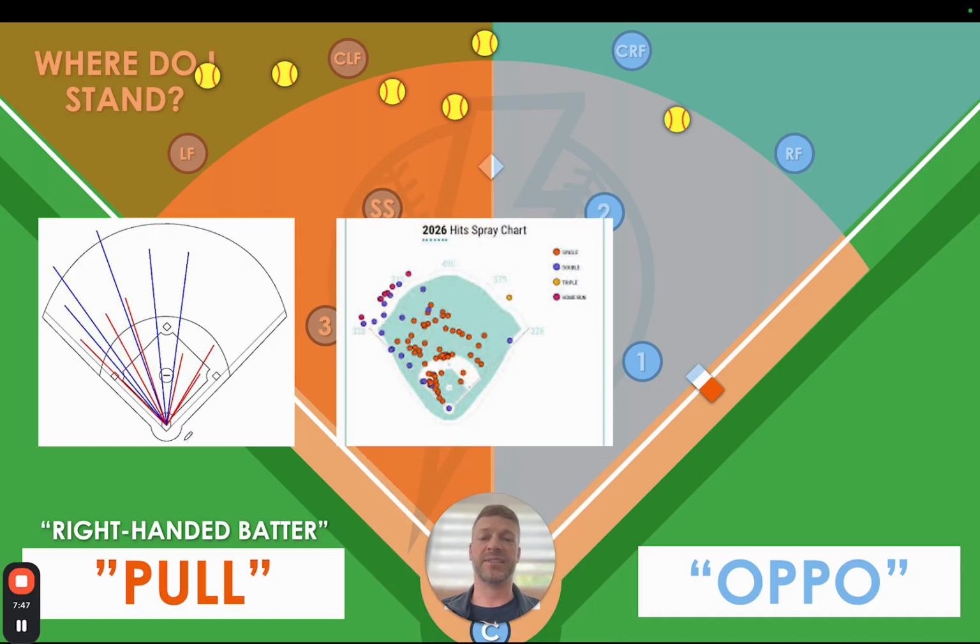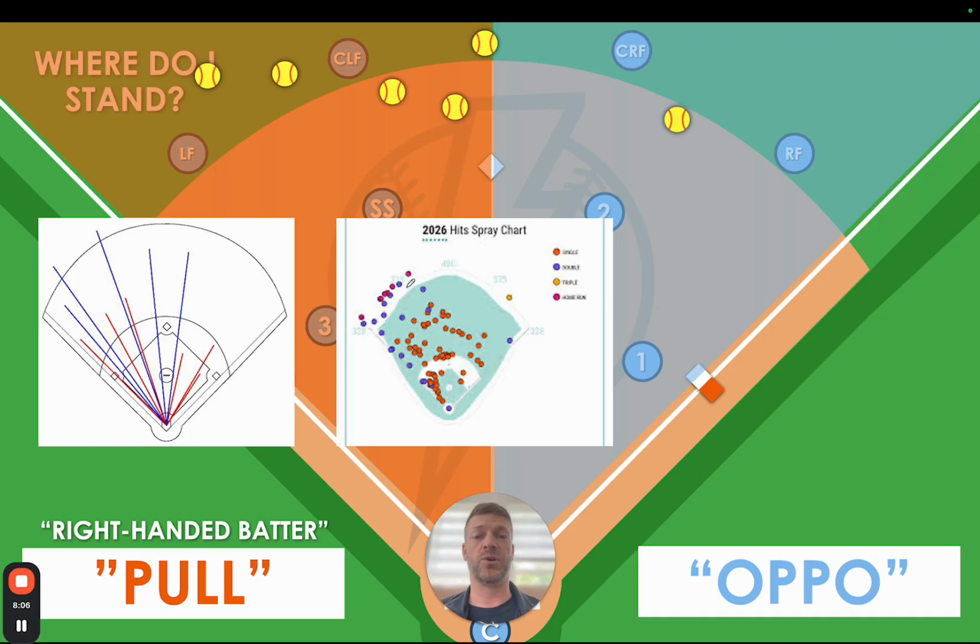Here's someone else's. This one they used dots and they colored them. So these orange dots are hits that ended up being singles. These blue ones are doubles. Look at the rare hit that went to the right side, but look, double, double, double, double, double, double, all to the left side of the field. We got some home runs.